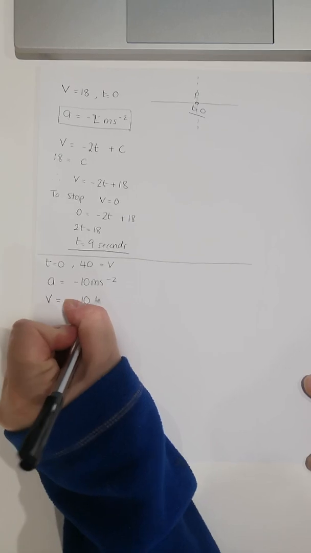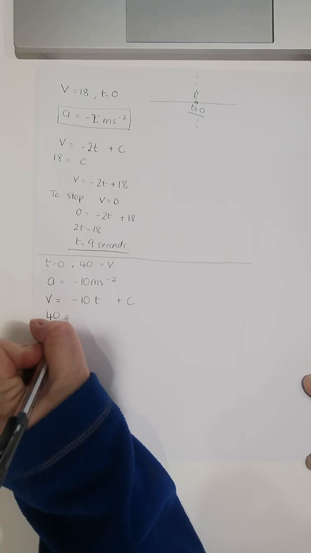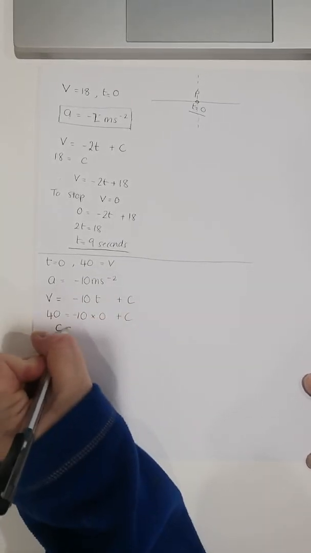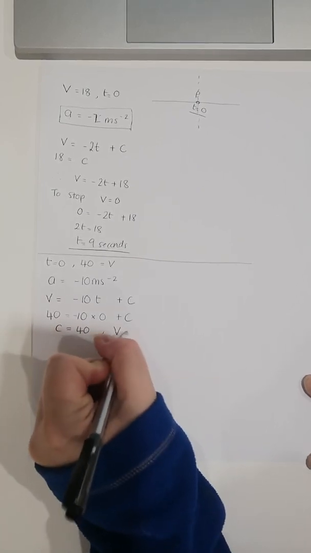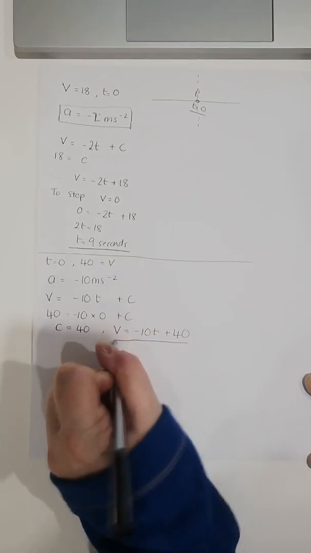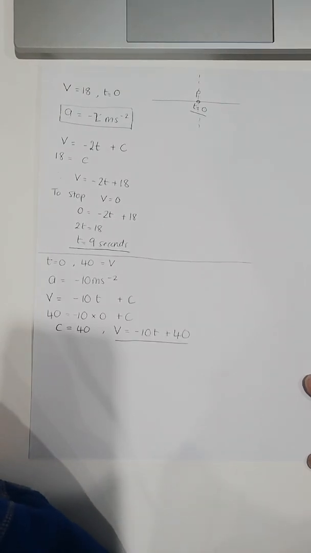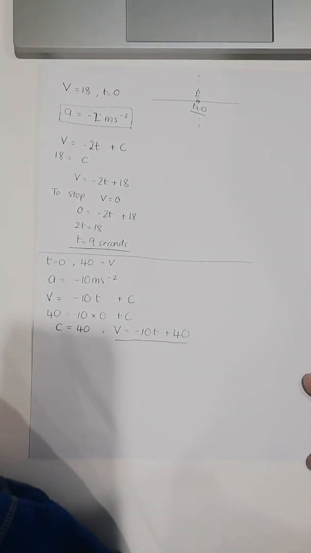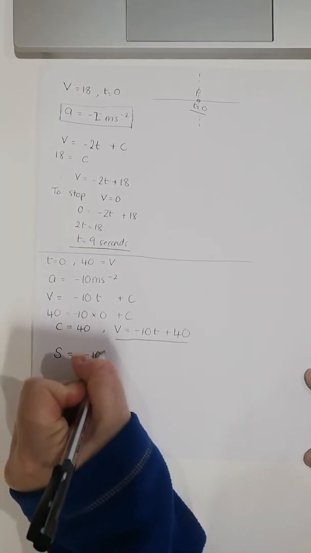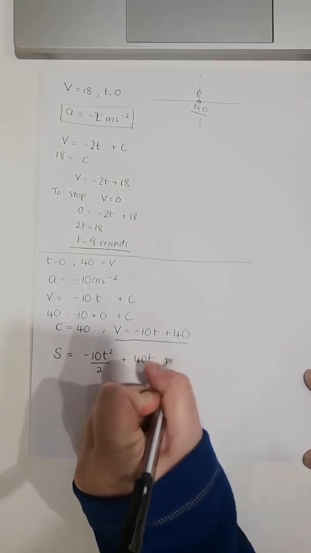So pop the t on, plus C. Use the initial information. So C is 40. Therefore, v is negative 10t plus 40. Now we are asked to find the time to drop back to the original height. Now height means displacement, so we need to go again. So we're going to anti-differentiate, raise the power by 1 and divide by it. Add your t on and a plus C.